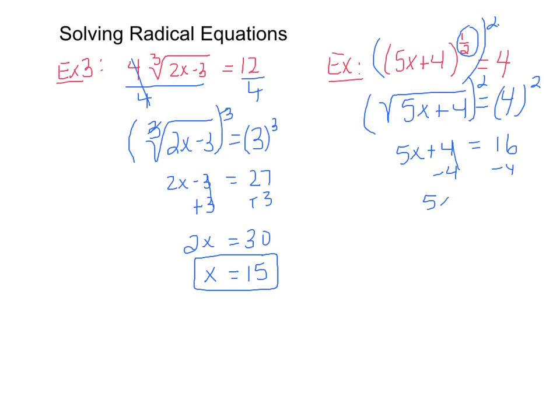So 5x equals 12, and then divide by 5, and that ends up being 2.4. Okay? And again, you could check your answer.